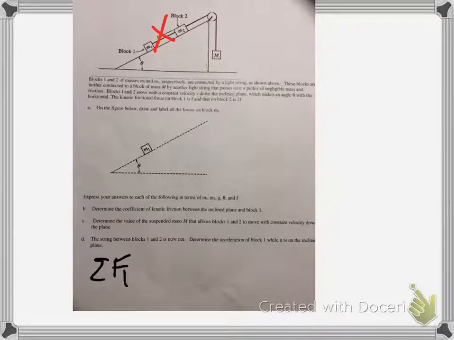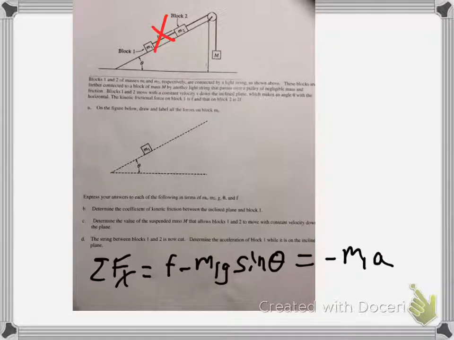Let's look at our forces in the x direction now. So now it is just friction, F minus M1 G sine theta. Let me set that equal to minus M1A. It is accelerating to the left down the ramp. So we are solving for A. So I'm just going to move MA to the left hand side and move M1 G sine theta to the right.